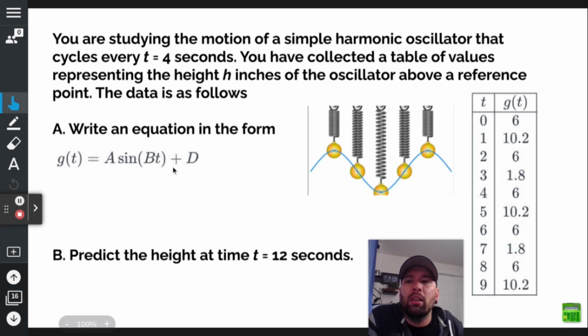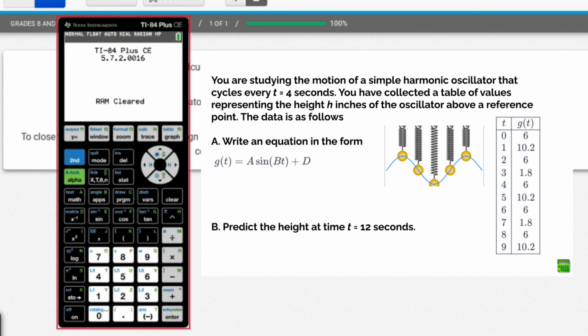Write an equation in the form g of t equals a sine b t plus d. Now this is using sine reg, sinusoidal regression in our calculator. When it looks like this, we think sine reg thoughts. So the first thing we're going to do is run to our calculator, plug all this information in, see what our calculator spits out, and write it down. All right, gang, it's time to do some calculator stuff.